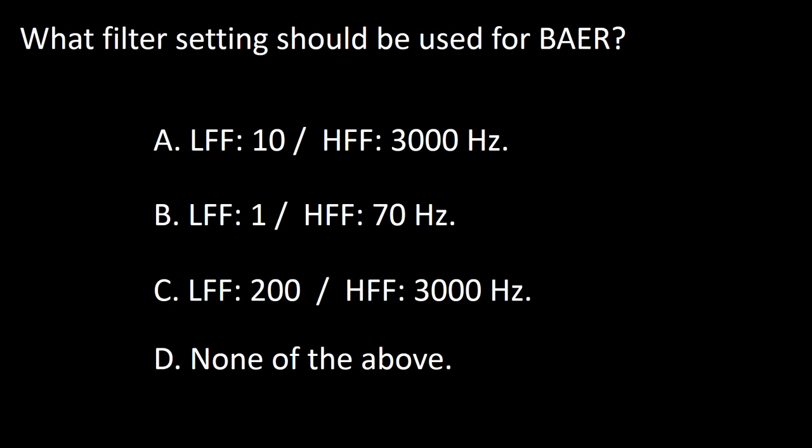Next question. What filter setting should be used for brain auditory evoked responses? A, low frequency filter 10, high frequency filter 3000 Hz. B, low frequency filter 1, high frequency filter 70 Hz. C, low frequency filter 200, high frequency filter 3000 Hz. D, none of the above.